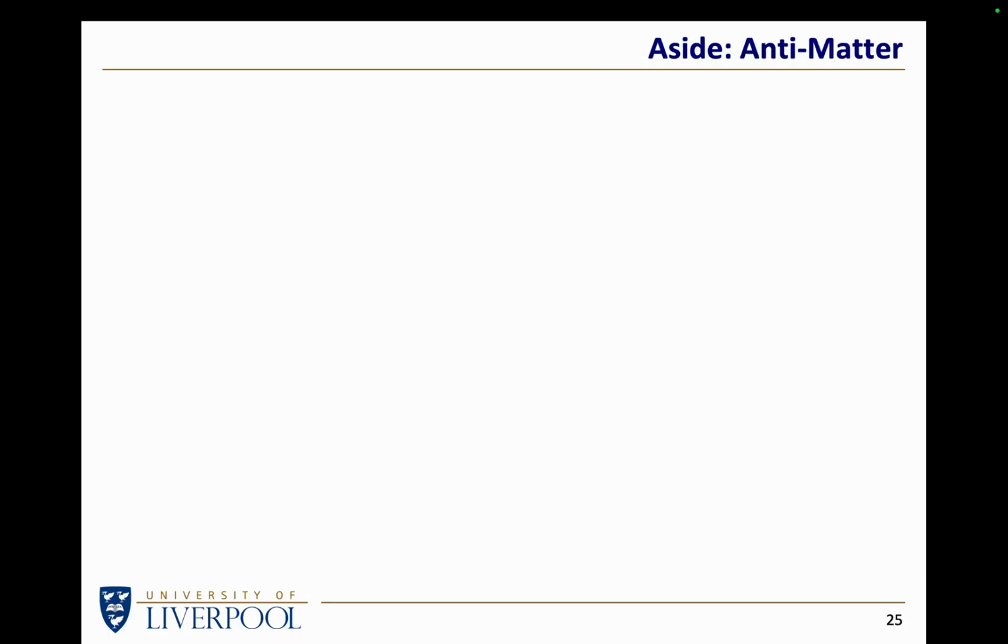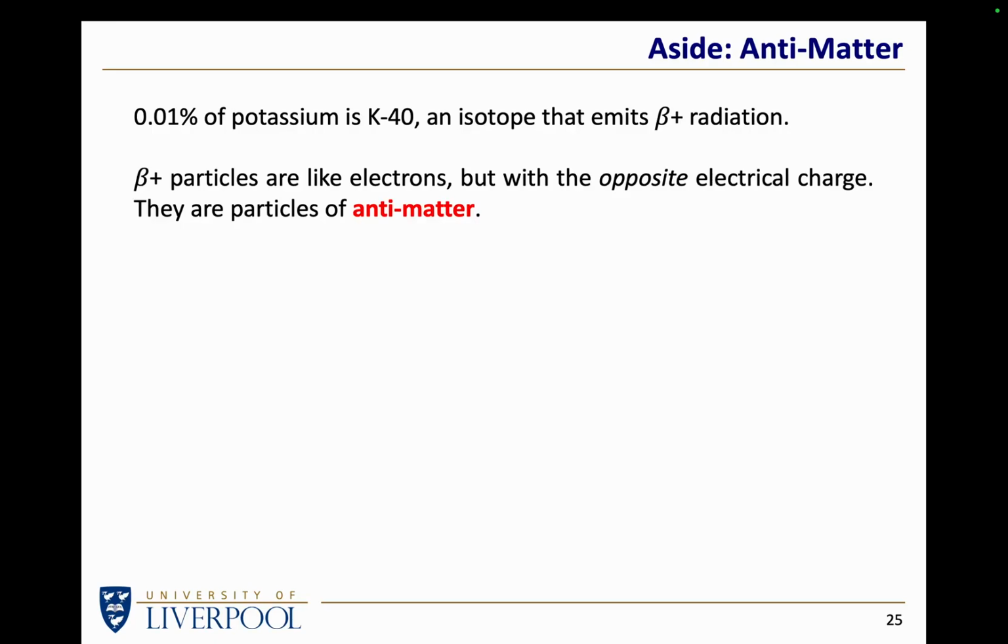Just a quick aside on what I'm talking about with antimatter. A very small fraction of potassium is a particular isotope called potassium-40. In other words, it has 40 protons and neutrons in the nucleus. And it emits beta plus radiation. Beta, similar to an electron, but plus indicates it's not a negatively charged electron, it's a positively charged anti-electron. It's an antimatter equivalent of an electron.